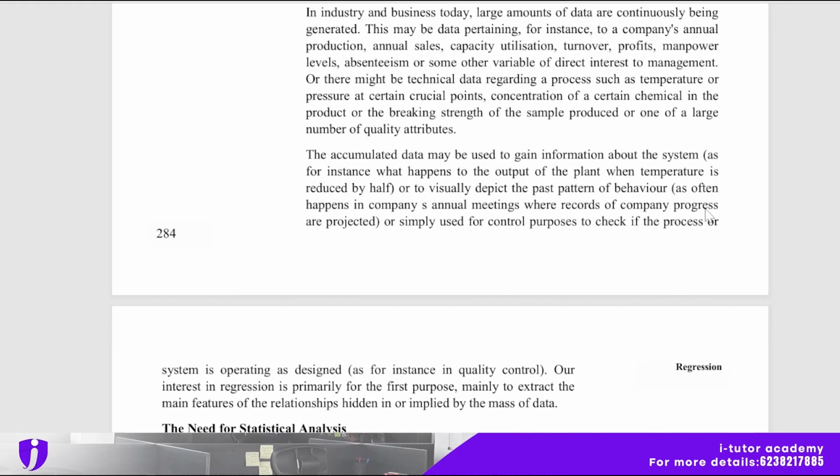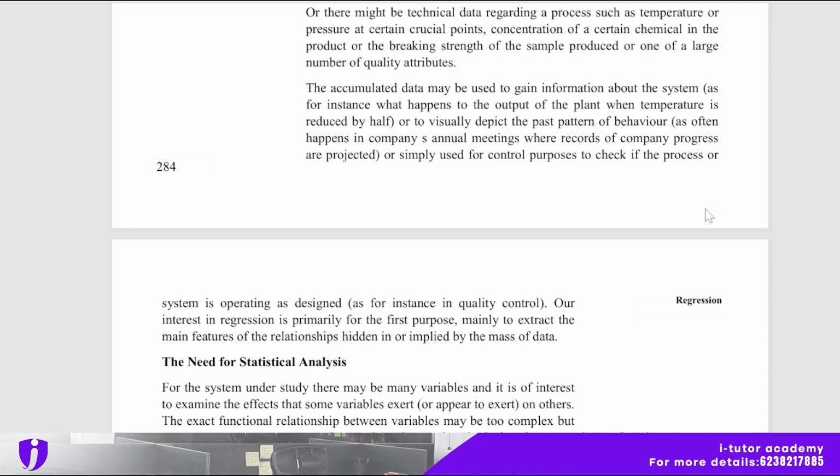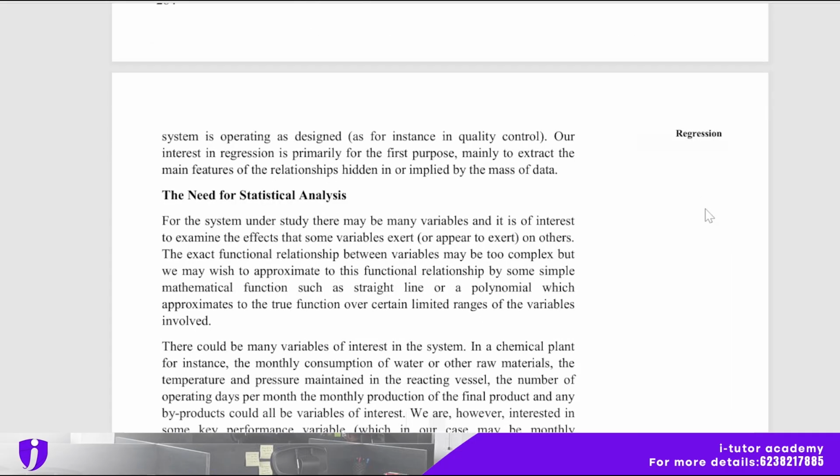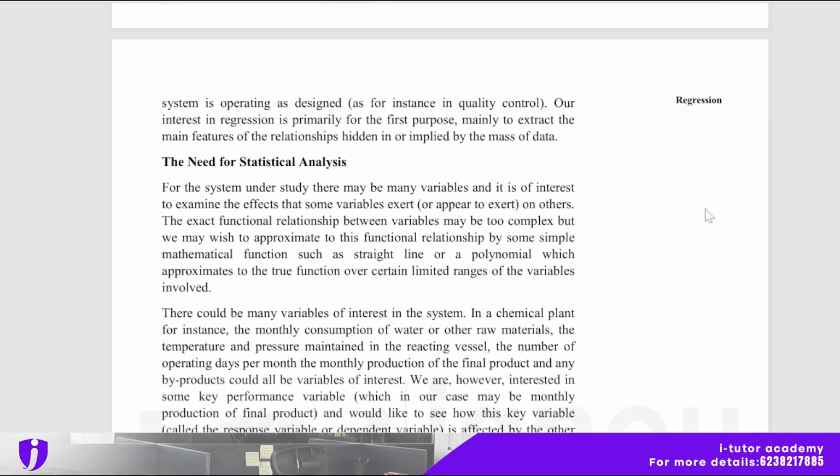Or there might be technical data regarding a process such as temperature or pressure at certain crucial points, concentration of a certain chemical in the product, or the breaking strength of the sample produced, or one of a large number of quality attributes. The accumulated data may be used to gain information about the system and/or to visually depict the past pattern of behavior, and/or simply used for control purposes to check if the process or system is operating as designed. Our interest in regression is primarily for the first purpose, mainly to extract the main features of the relationship hidden in or implied by the mass of data.